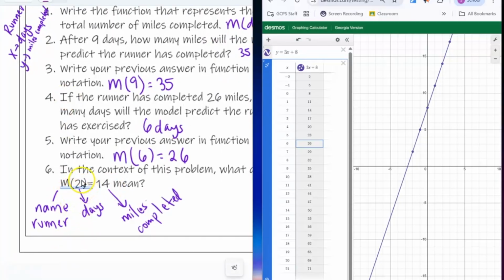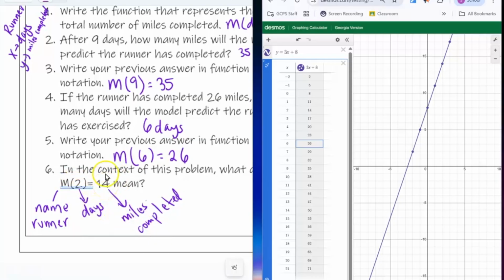So I'm going to say, let's start right here. After 2 days, the runner had completed 14 miles. So you see, I've used all the words here. After 2 days, my runner had completed 14 miles. Here's a different order: it took my runner, so it's my name, 2 days to complete 14 miles. I like that one.